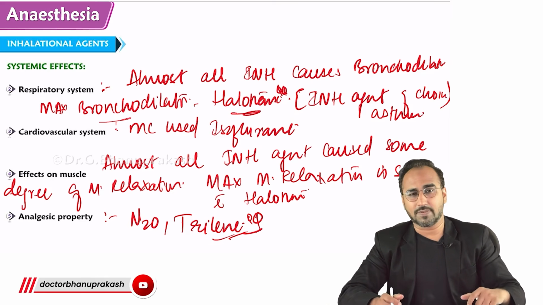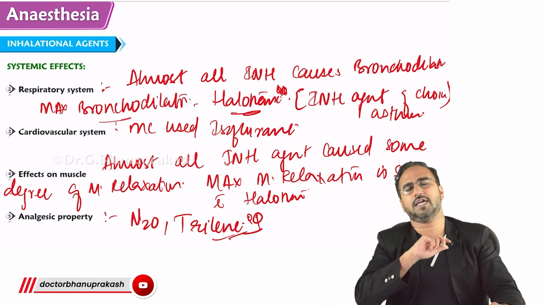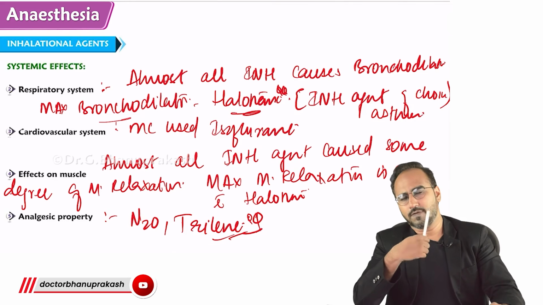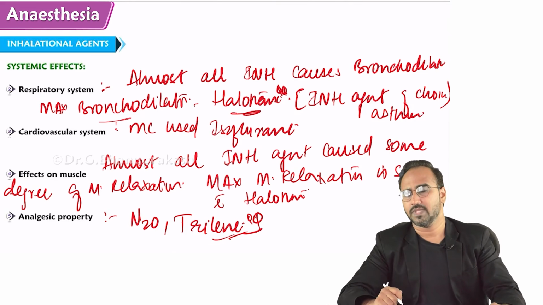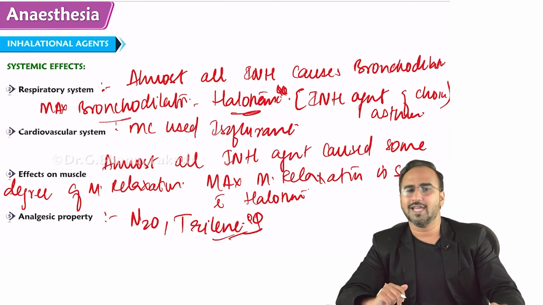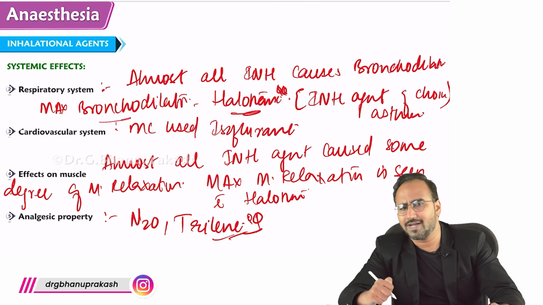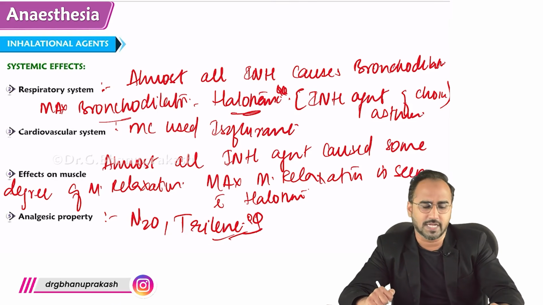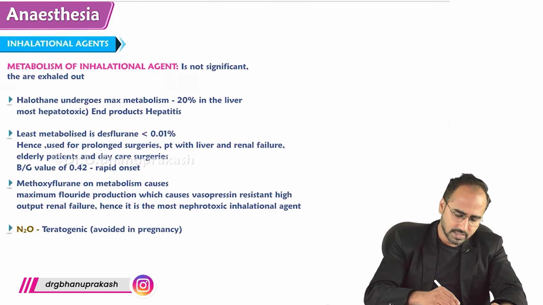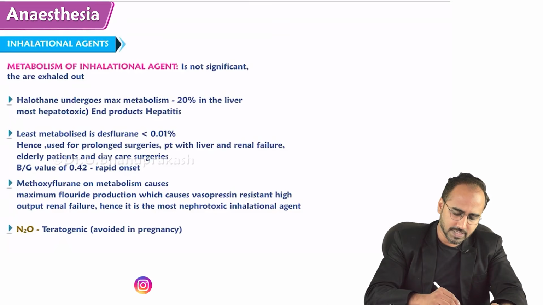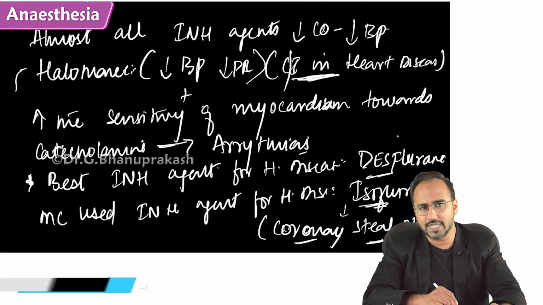Once again, guys, the summary is very, very important. For CNS and CVS, we use isoflurane. For respiratory and muscle, halothane. Whereas for analgesia, nitrous and trilene have good analgesic property. In that, the best analgesia is seen with trilene. So this was regarding the inhalational agents' effects on various systems.